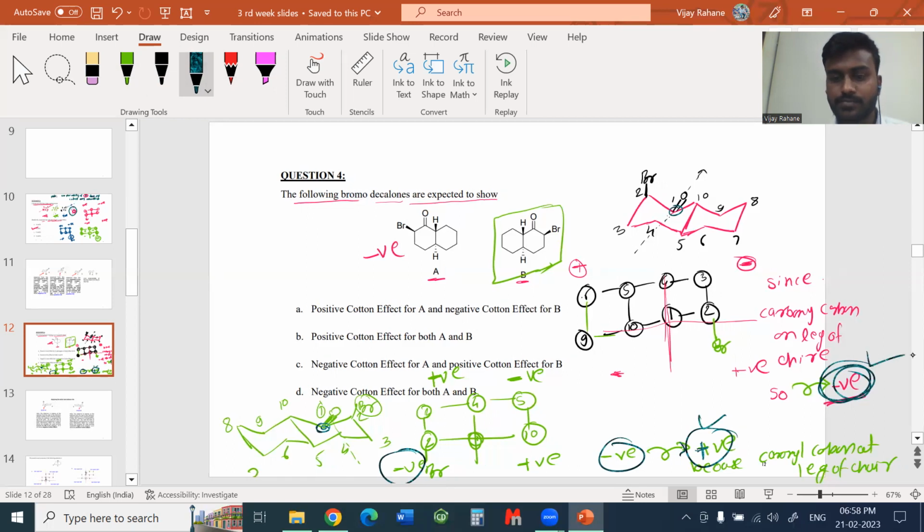So which option is the correct one? A is negative and B is positive. Option A, a positive Cotton effect shown by A, is wrong.